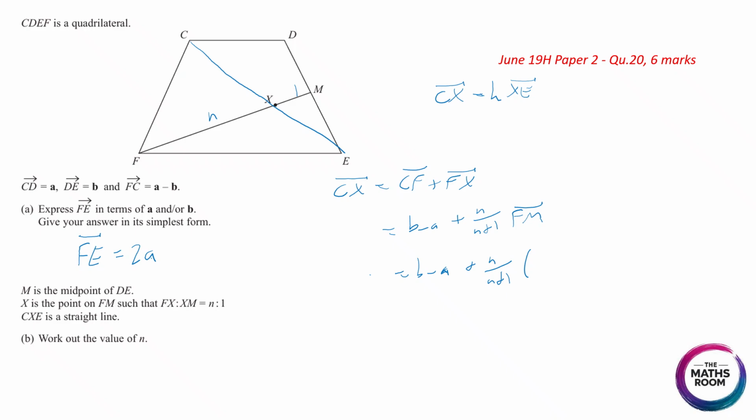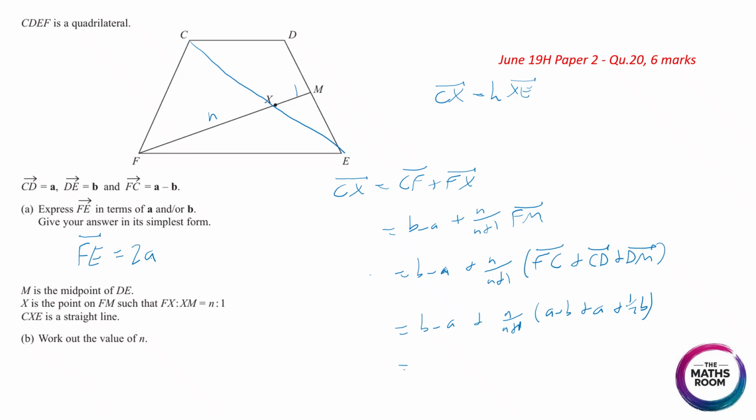Okay. So FM, F to M, is F to C plus C to D plus D to M. And D to M is a half of D to E. Okay, so B minus A plus n over n plus 1 lots of, so for F to C is A minus B plus C to D, which is just A, plus a half of B. No bracket needed. Okay.